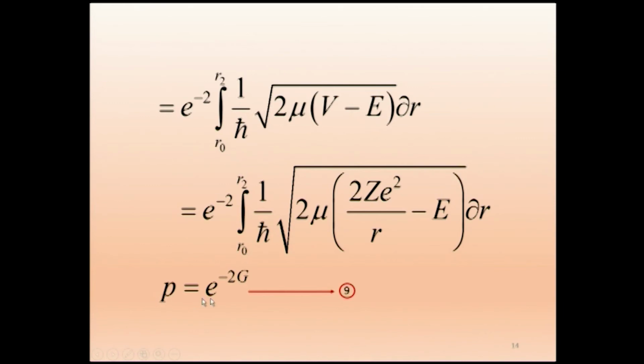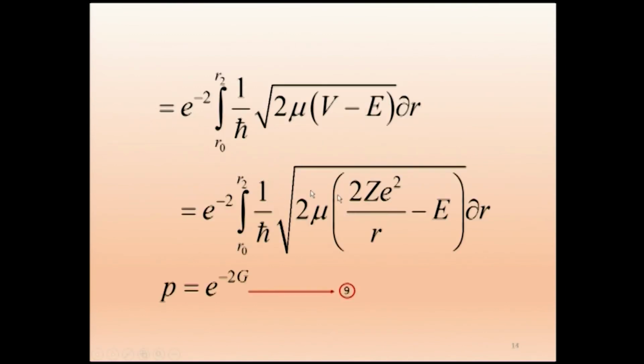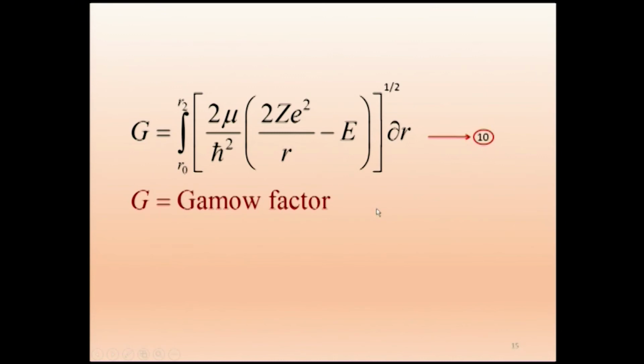So this P is equal to e power minus 2g. What is this g? This whole integral factor is called g. That g is called the Gamow factor. See, we go to the next one. This g is the Gamow factor. We write 2z squared by r, this one is taken out, so we get this. So the g is the Gamow factor.